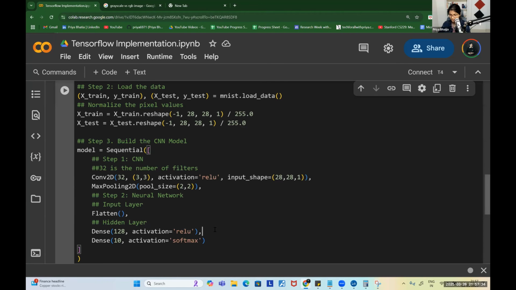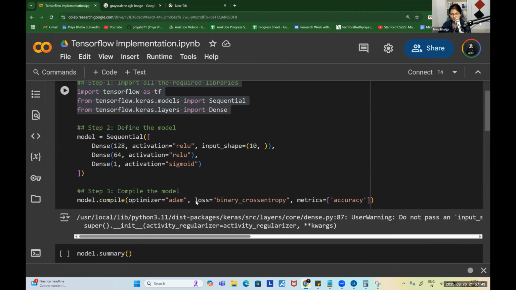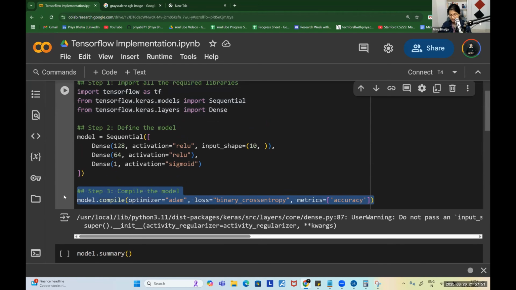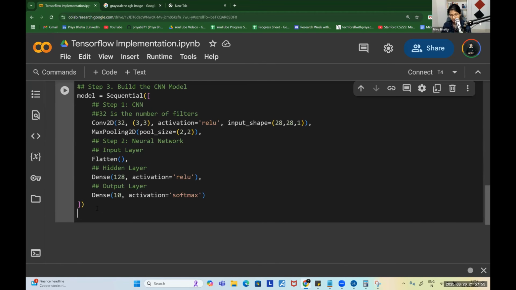Then we have the output layer. Are we ready with the model? Are we ready? What's the next step? Step number 3, compile. Shall we move to the compilation part?